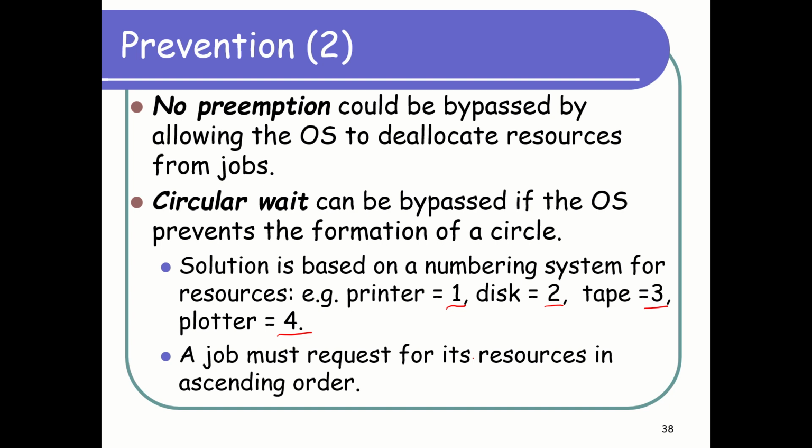Let's say a job needs a printer and a plotter. It will request the printer first, then the plotter. Even if the job needs to use the plotter first followed by the printer, it will still request the printer first and use it later. A job has to anticipate the order in which it will request resources. So everything must be in ascending order.